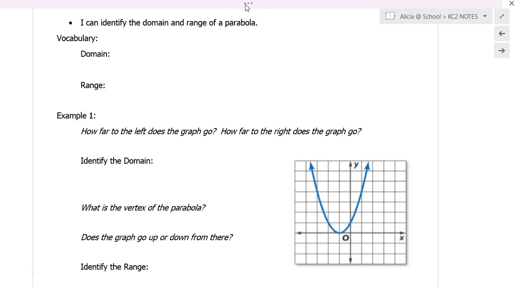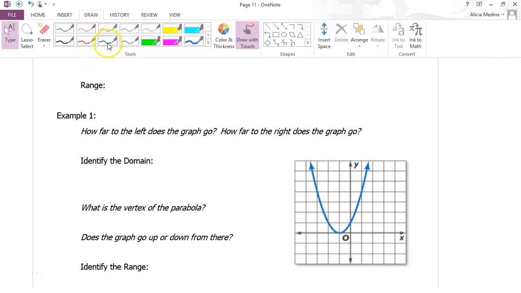Hey guys, in this video we're going to be doing Target 2 8.3. Our mastery learning objective is I can identify the domain and range of a parabola.